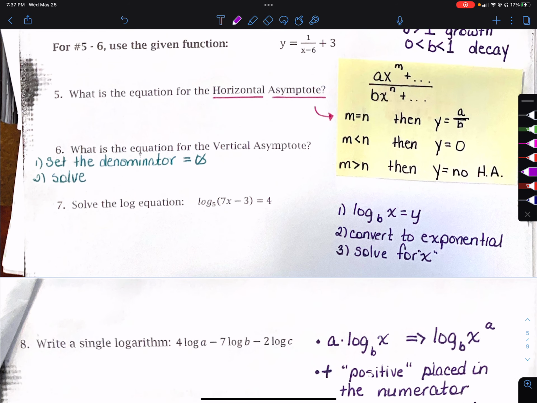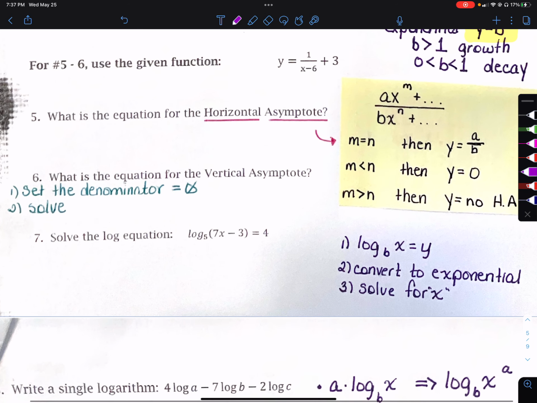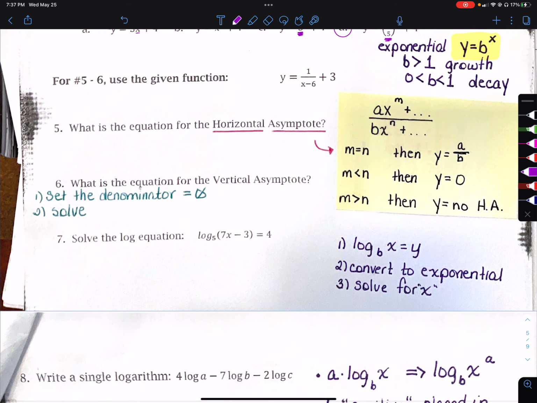On number 5, I put some notes over to the side on the sticky note. So pay attention just to the ones on the sticky note for the horizontal asymptote. Now we're going to have a polynomial in the numerator and in the denominator. What we're looking for in each of those polynomials is the one with the largest degree if they were in standard form. So like here, this would be m, here would be n.